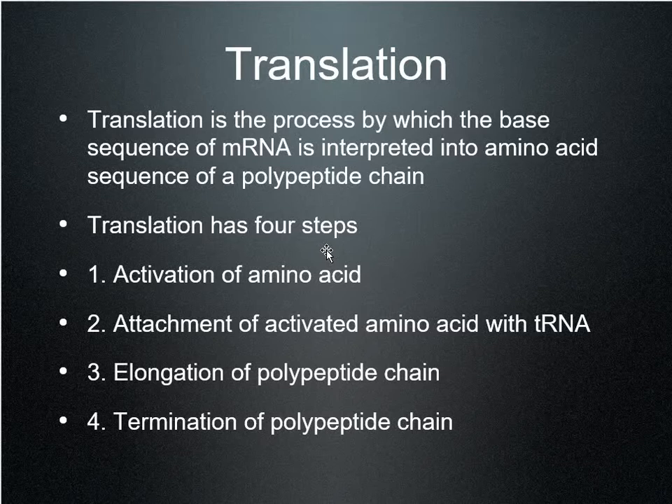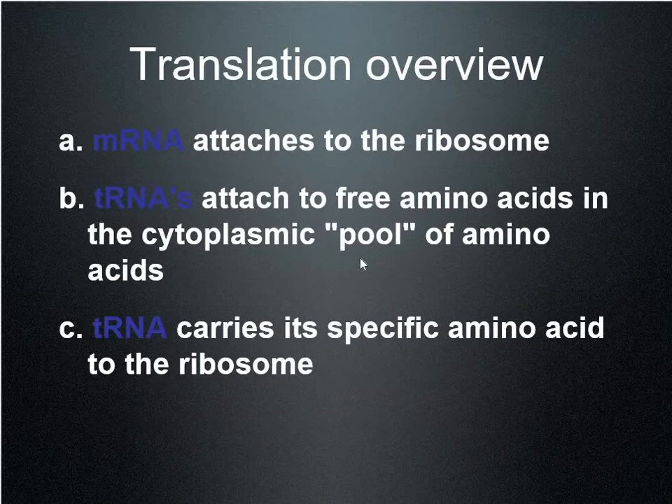Translation has 4 steps. First one is activation of amino acids. Then the attachment of the activated amino acid with transfer RNA or tRNA. Elongation of the polypeptide chain. Termination of the polypeptide chain. Let's see the overview in a nutshell first and familiarize with what is translation.